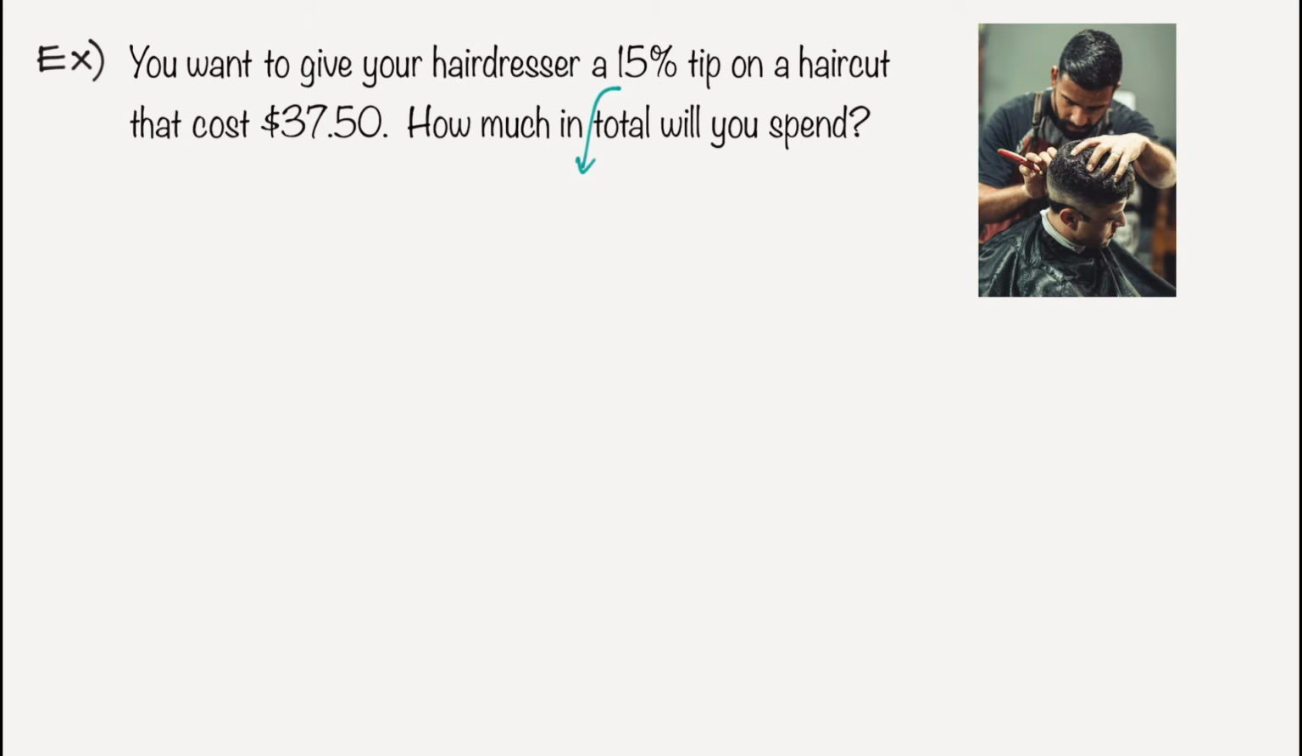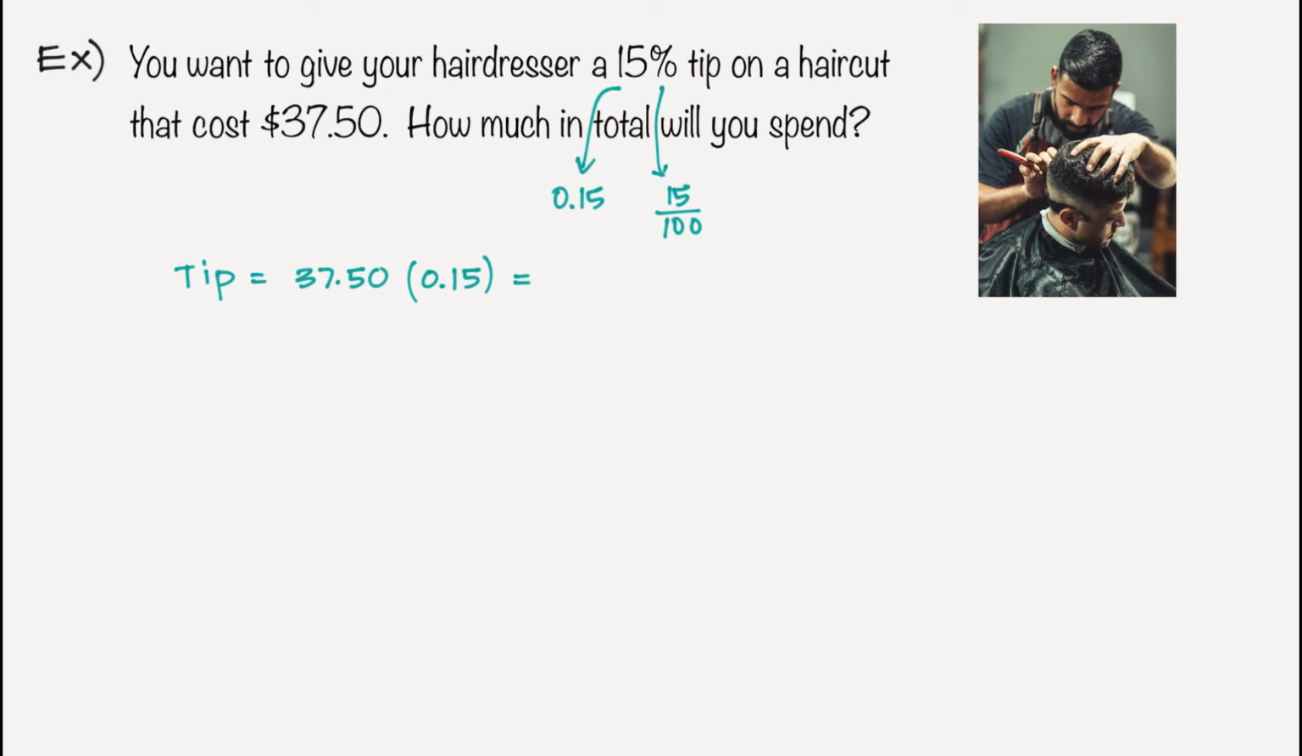All right. Moving on, this one says that you want to give your hairdresser a 15% tip on a haircut that costs $37.50. How much in total will you spend? So again, that 15%, I could write it as a decimal or a fraction. And so to calculate my tip, I'm going to multiply the cost times the tip amount, which is 0.15.